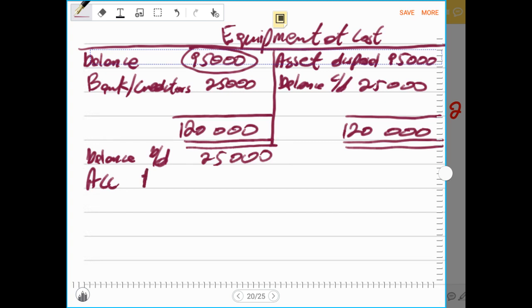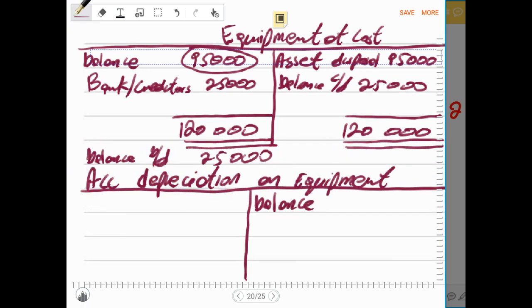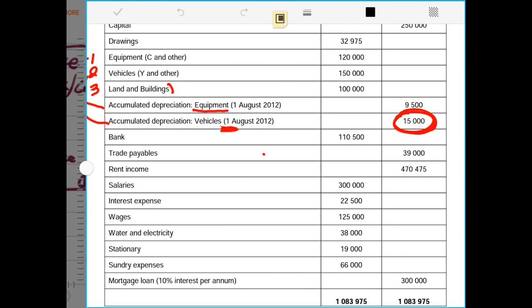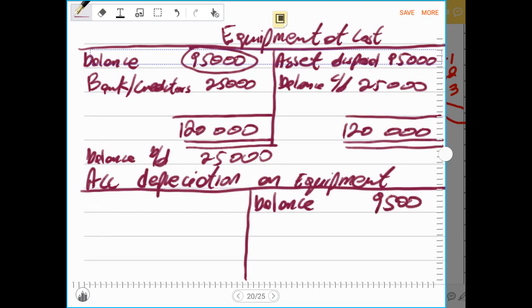Then I continue doing the second ledger account. The second ledger account is accumulated depreciation on equipment. This is where I have to account for all the depreciation for all these equipments. I start with the balance on the credit side, and the opening balance of the accumulated depreciation is from the trial balance, because in the trial balance we are told that the accumulated depreciation for equipment on the 1st of August is 9,500 rands. So I record that 9,500 as an opening balance as it is stipulated. Then I record depreciation for the current financial period.